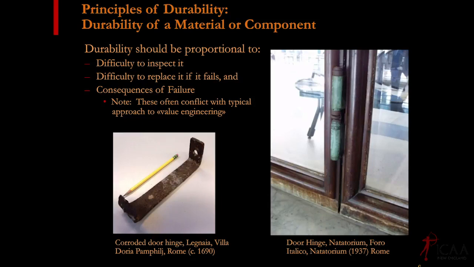Same thing here. This is an early 20th century modernist building, 1937, a natatorium, high chloride environment. They mixed a couple different metals here, steel and bronze, and that's corroding. There's probably some differential galvanic action going on between those two metals. But again, that's okay. They can get to it. They can replace it easily. And that door probably drops 1/8 of an inch if that hinge corrodes and drops. So although these are having problems now, I think that's totally okay.